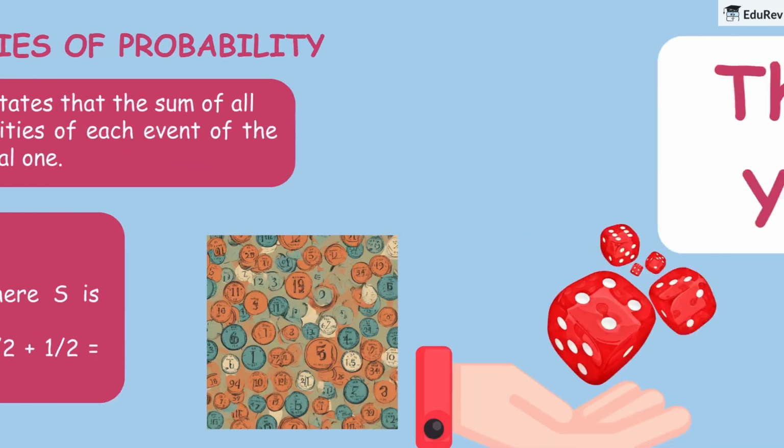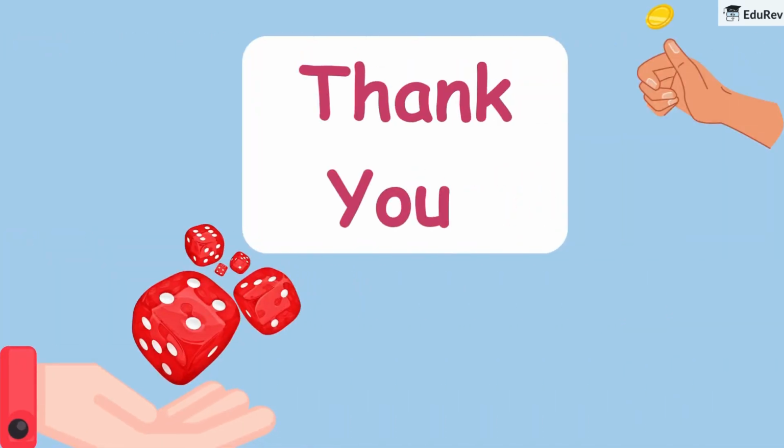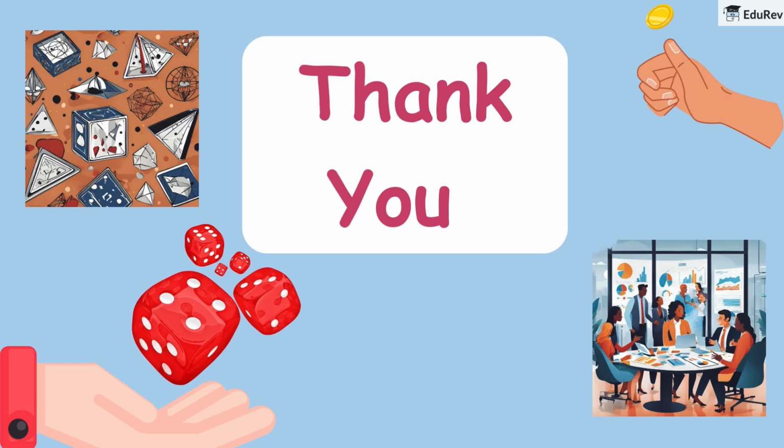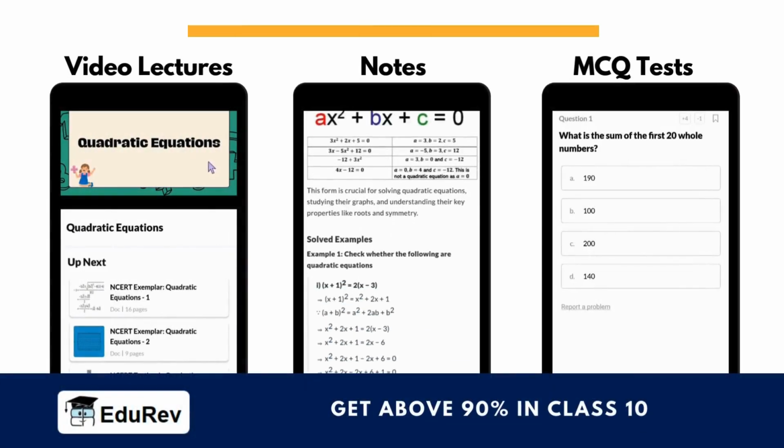In conclusion, we have learned that probability helps us understand how likely events are to occur. We explored various examples and terms, distinguishing between experimental and theoretical probabilities and understanding the sample space. Probability plays an essential role in our everyday lives and decision making. We hope that you have understood the topic.